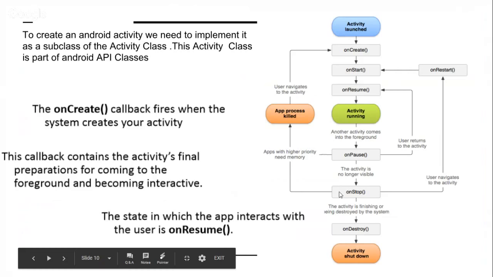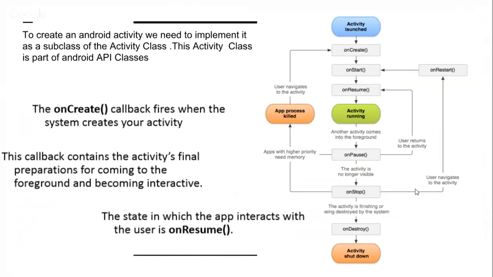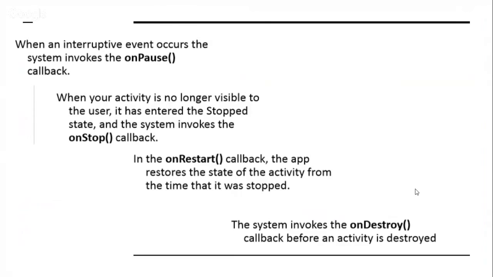If a user navigates to another activity and the previous one gets stopped, it can directly go to onRestart, and then to the onStart method. Finally, the system invokes the onDestroy callback before the activity is destroyed. So before going to code, we need to keep these methods in mind. This is exactly the structure of callback functions which we use in Android app development.